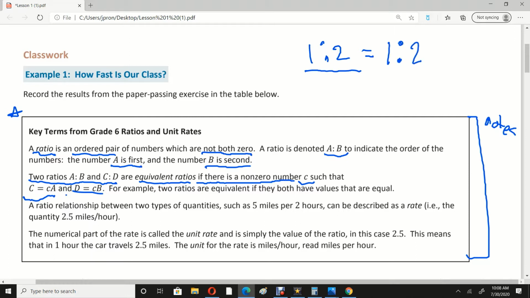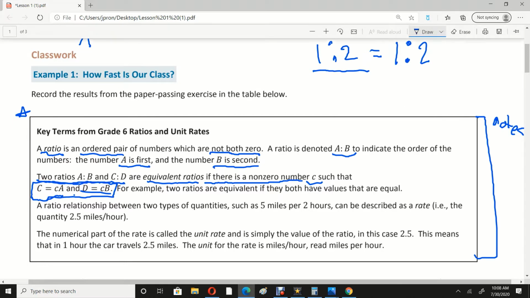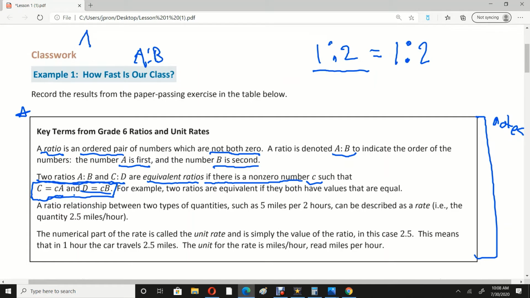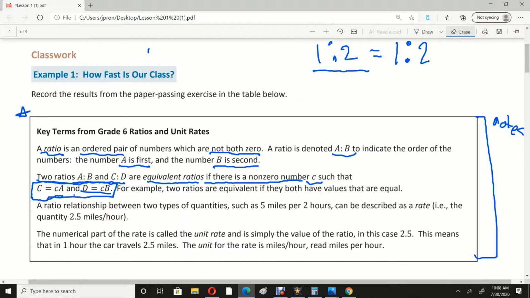Now, there were these words. I'm definitely going to rephrase this for your notes. But essentially, let's look at just this little formula right here. Let's say we have A:B, and let's say we multiply both parts by a number. Instead, let's forget about the variables and go back to our number example right here. So we have 1 to 2.